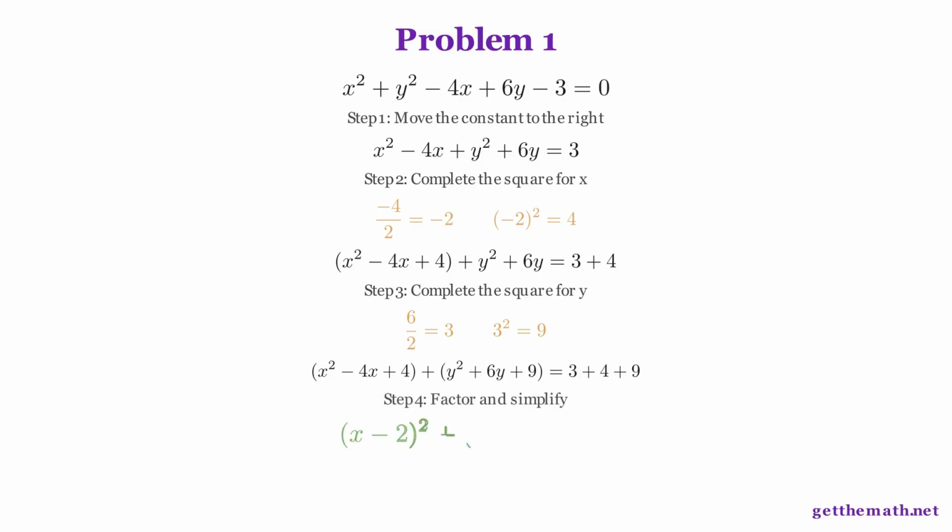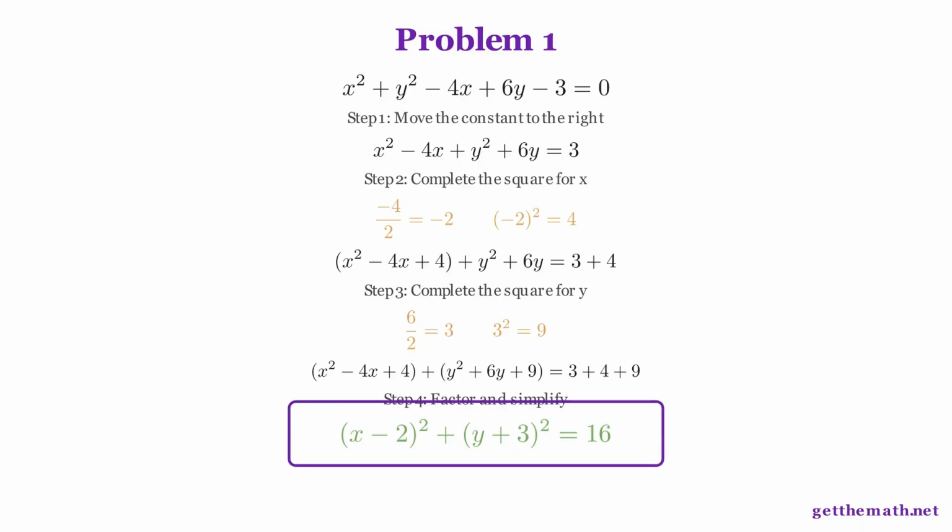Step 4, write the final equation. (x minus 2) squared plus (y plus 3) squared equals 16. That is standard form. The center is (2, negative 3), and the radius is 4. Notice that y plus 3 means k is negative 3, not positive 3.